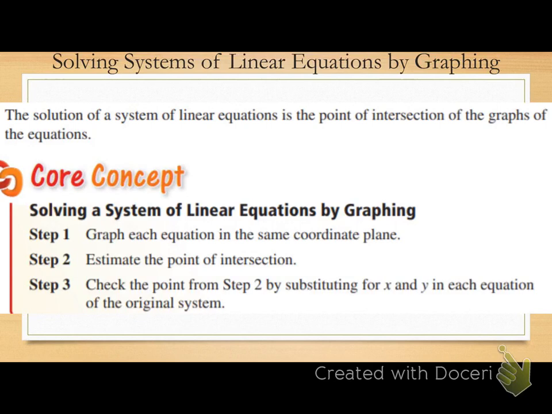So, solving a system of linear equations by graphing, I would write these steps down if I were you. Step 1, graph each equation in the same coordinate plane. So, graph both lines. Step 2, estimate the point of intersection. Step 3, check the point from step 2 by substituting for x and y in each equation of the original system, just like we did on example 1. So graph the lines, wherever they intersect, that's your solution. Pretty straightforward, I feel like.